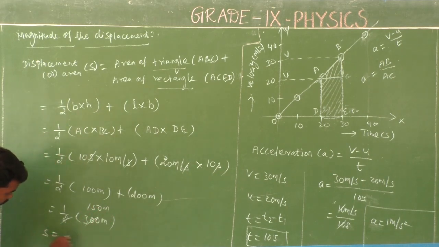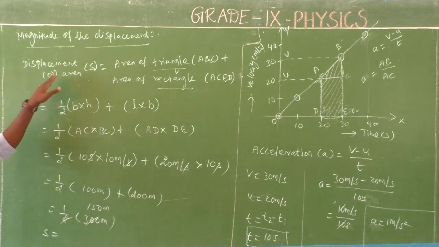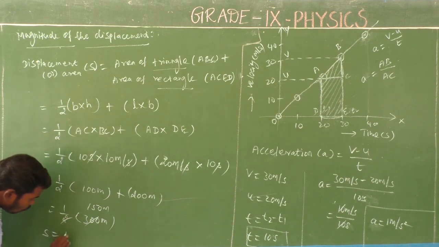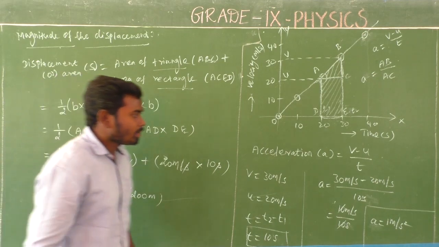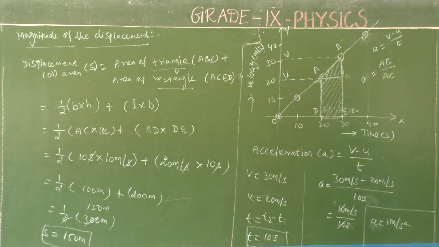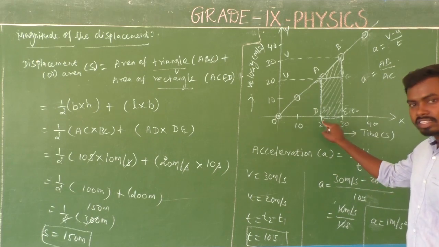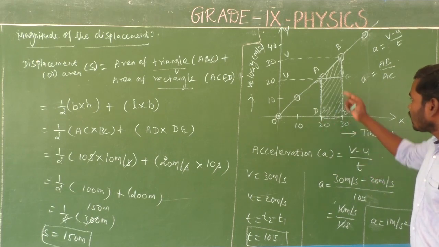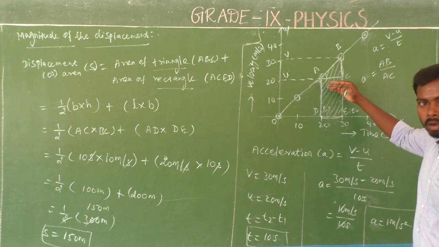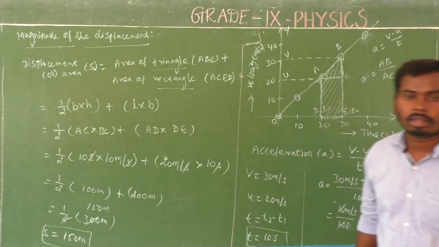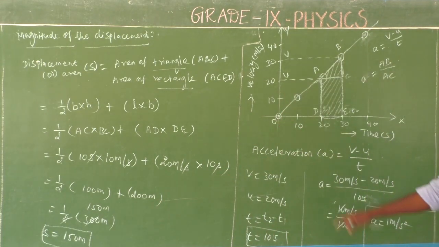So what is the magnitude of the displacement? That is equal to 150 meter. So look at here. During the time interval of 20 second and 30 second, the displacement covered by the object, that is 150 meters. Is it clear? How much? 150 meter.